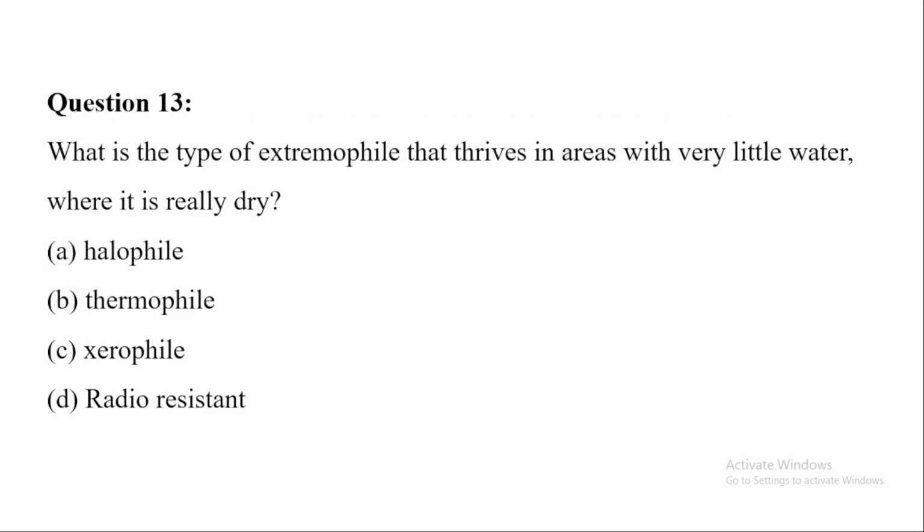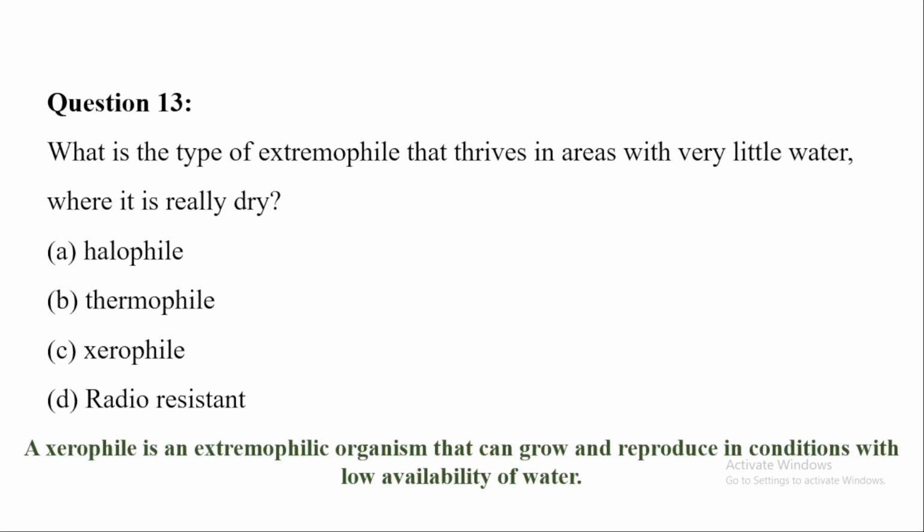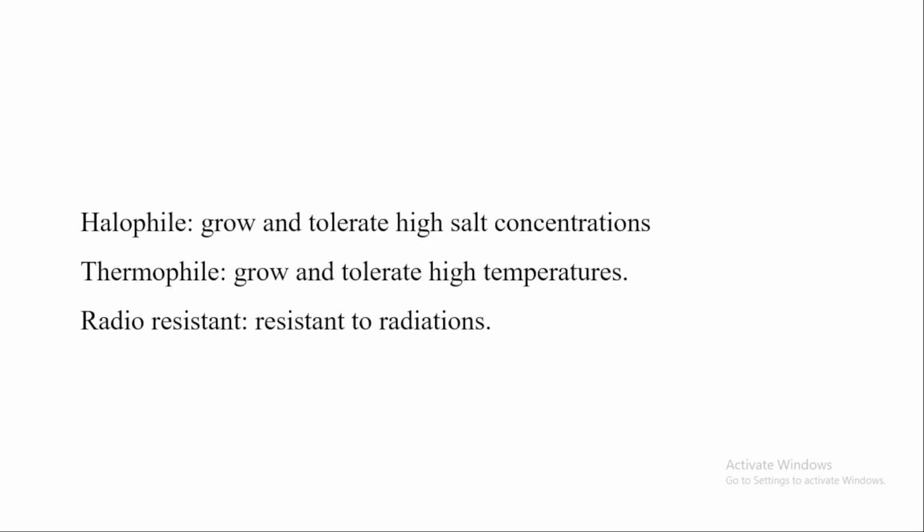So the other extremophiles that we have are halophile, thermophile and radiophile. Halophiles are organisms that can grow and tolerate extreme salt concentration. Thermophiles can grow and tolerate high temperatures. And radioresistant means they are resistant to radiation. We have studied different types of radiation in the radioactivity chapters, right? There are certain microorganisms that can actually survive radiation. Okay.